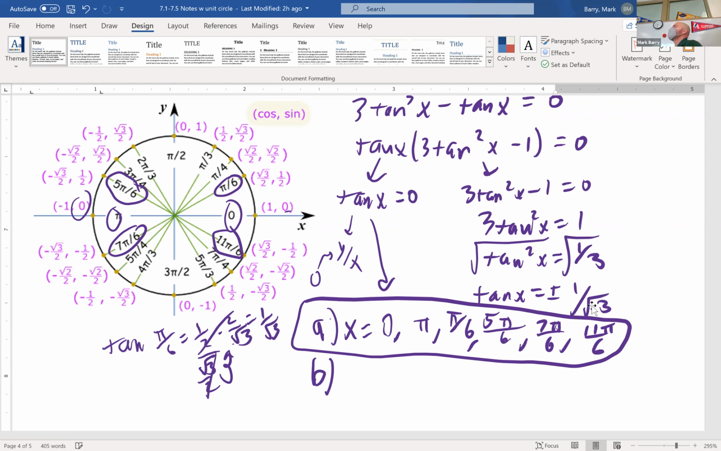All right, we are going to do part B tomorrow because we're almost out of time here. So come back for part B tomorrow of this question plus some more questions.